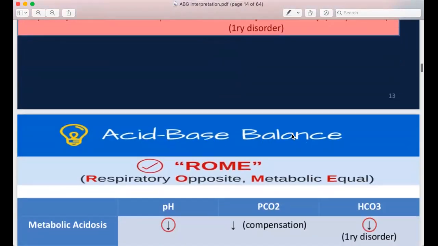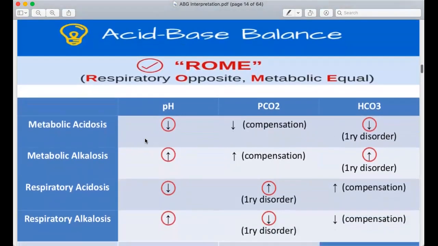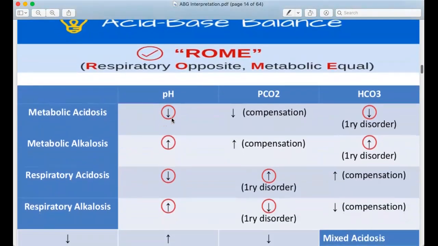Now, acid-base balance. Respiratory is opposite, but metabolic is equal, as we already discussed, the basic thing. In respiratory disorders, the pH goes in the opposite direction to the partial carbon dioxide. This is very important. If you remember this much, you don't need to remember anything else. Go with ROME: Respiratory Opposite, Metabolic Equal, or in the same direction.